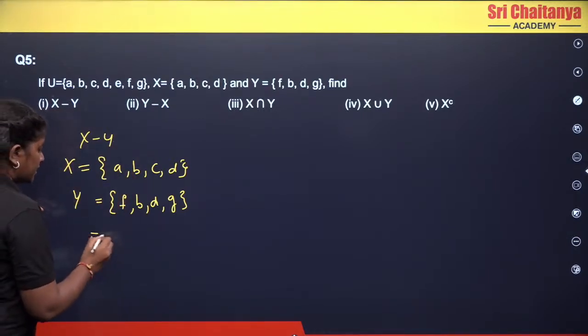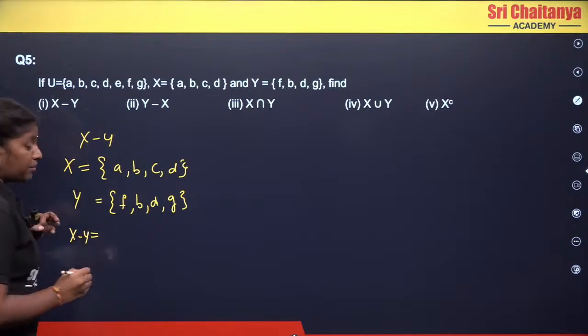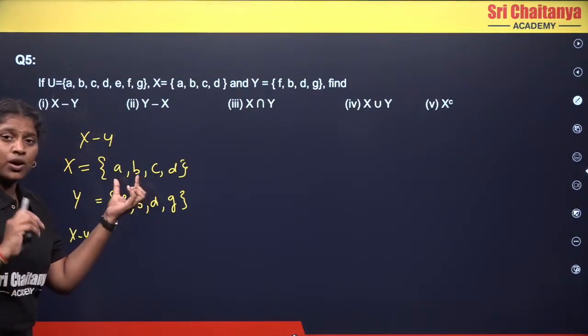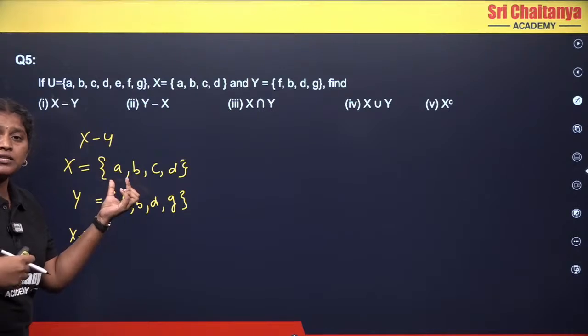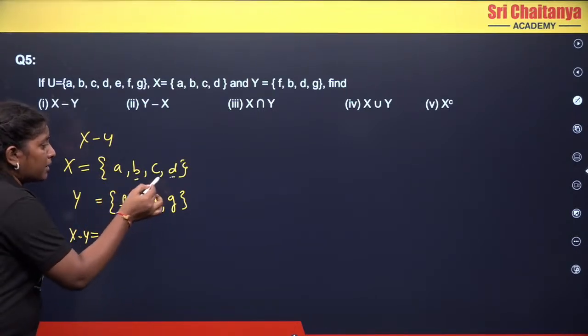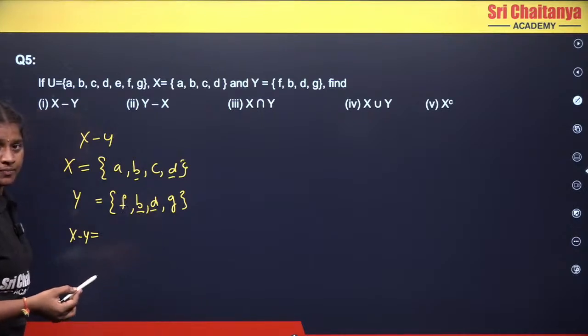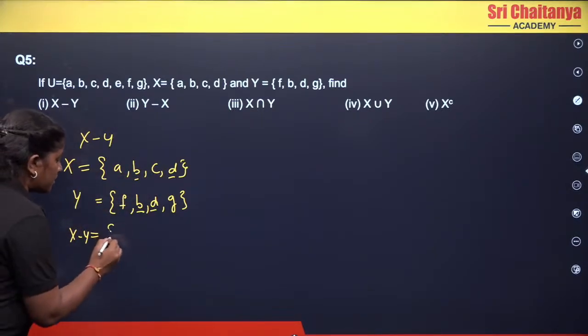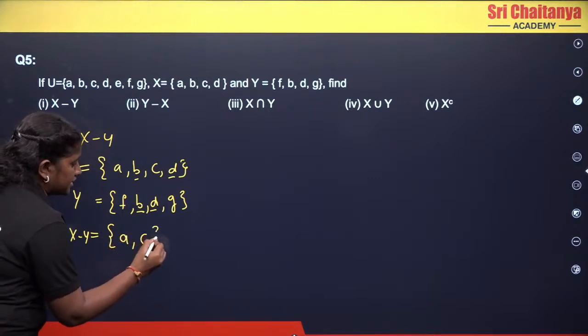We will get the elements that completely belong to the X, so avoiding the common elements between the X and Y. If you observe here clearly, we have B and D as the common elements. So just remove B and D from the X and write the same. That becomes your A comma C.